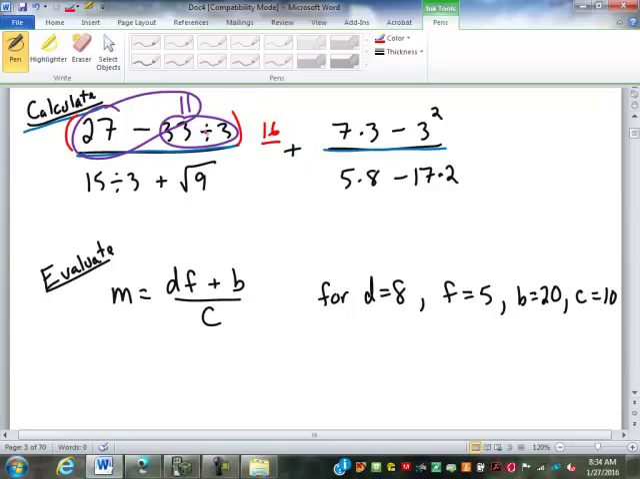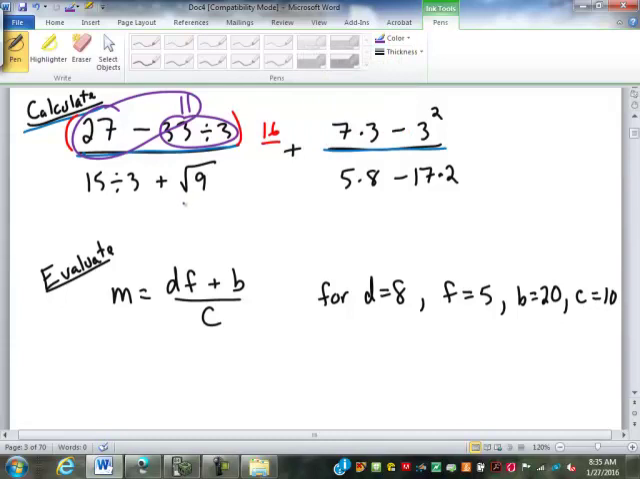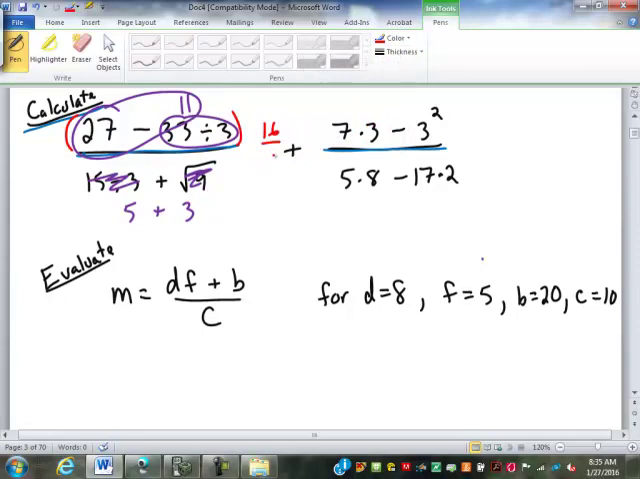Next level, exponents. Do we have any of those? The square root is an exponent. What's the square root of 9? 3. Now remember we said it could be 3 or negative 3, but we're always going to go with the positives for now. So we remove that square root of 9 and replace it with a 3. What's next? 15 divided by 3, which is 5. And then all that's left is 5 plus 3 is 8.